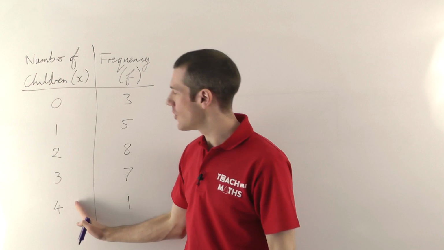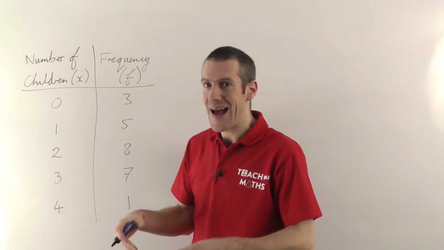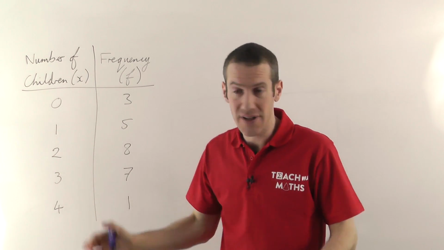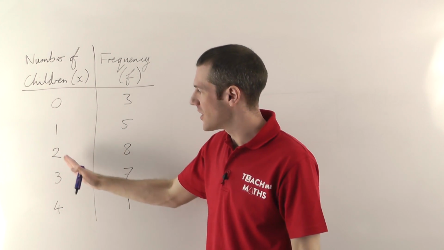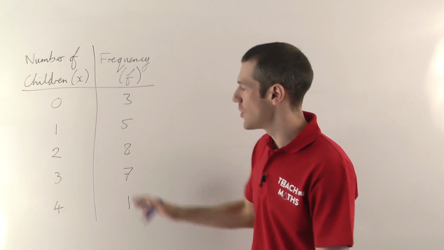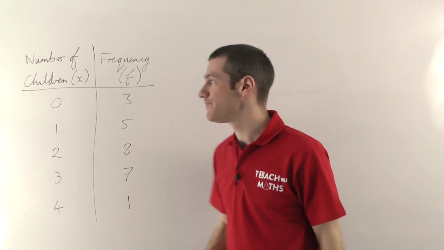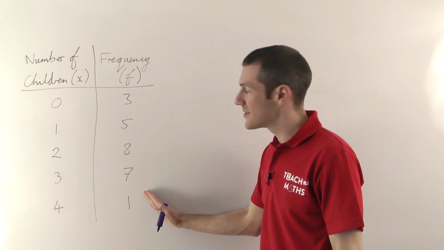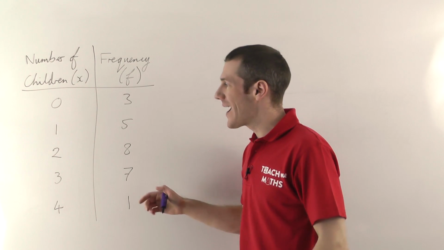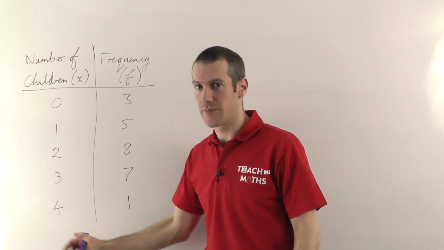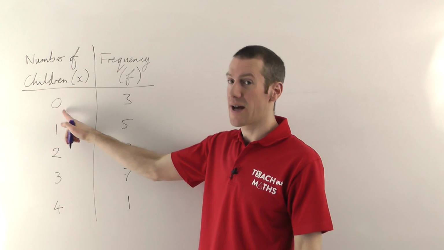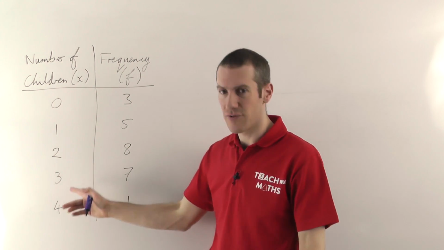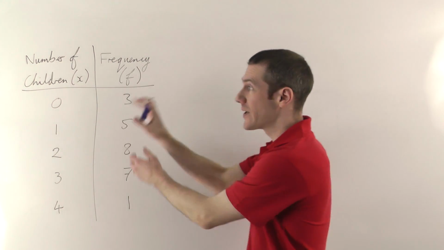Remember, the first column, the X numbers, is always the answers to the questions that you asked. So we asked lots of couples how many children they had, and they either had no children, or 1 child, or 2 children, 3 children, or 4 children. Nobody from our group had more than 4 children. So we asked all those families those things, and the frequency, the second column, these numbers tell you how many families had that many children. So 3 families had no children at all, 5 had 1 child, 8 had 2 children, 7 had 3 children, etc. So that's what it means.